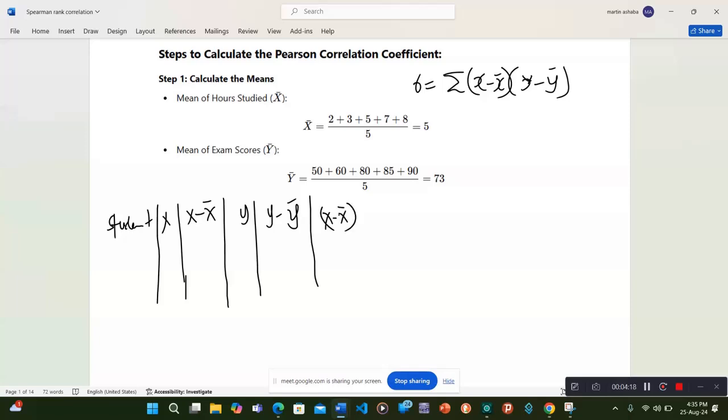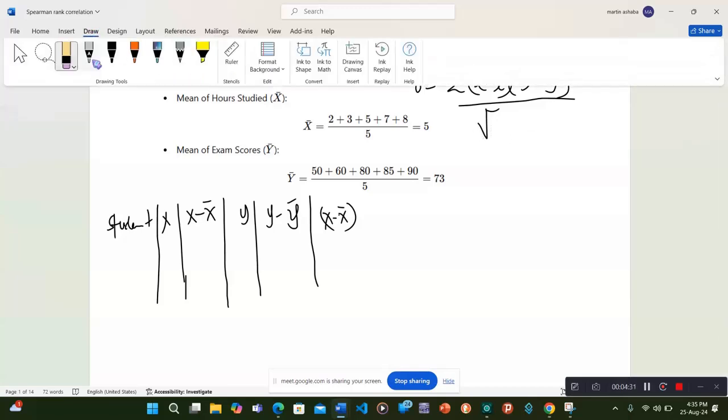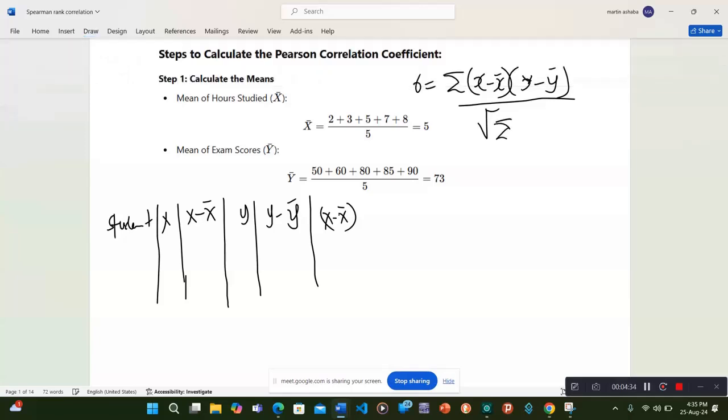Remember, this r is supposed to be that one over the square root of the sum of X minus X bar squared times the sum of Y minus Y bar squared. Everything is under the root. So that means here you need X minus X bar squared, and you need Y minus Y bar squared.